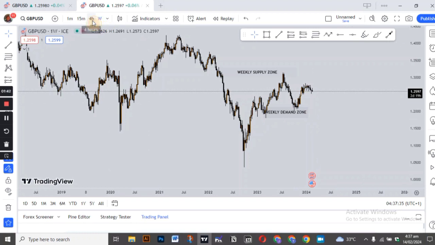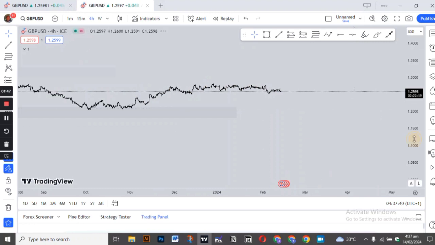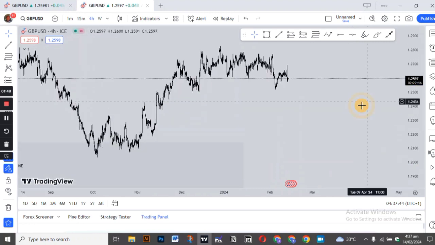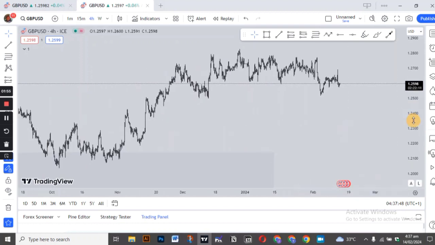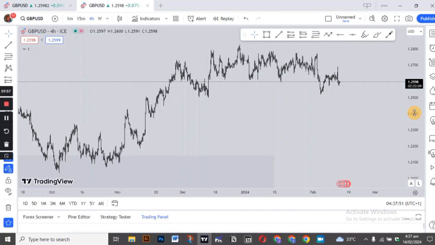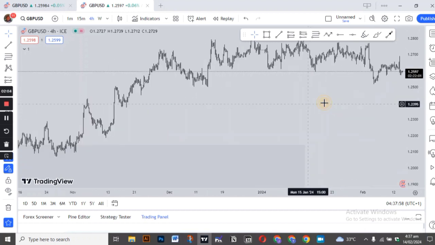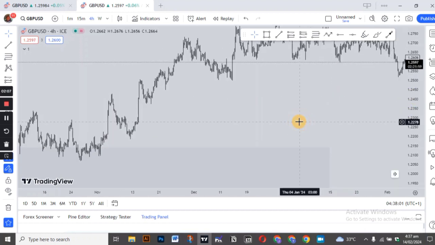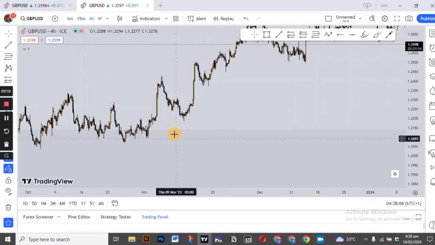So I go to my 4 hour time frame. My major time frame is actually 4 hours. On the 4 hour time frame, then also the 15. I take my entry on the 15 minute time frame. So here's the 4 hour time frame, and on this 4 hour time frame, you see the things I note.